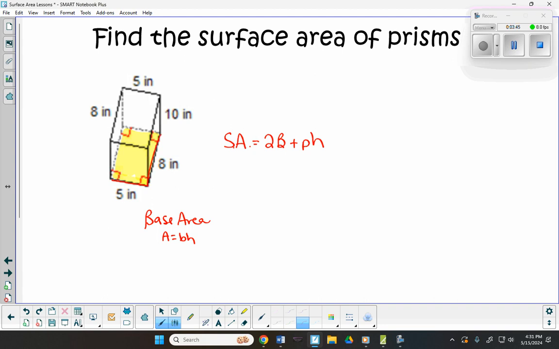So 5 times 8, which is 40. So the base area is 40. Then you have the perimeter of the base. Now, the base again is this yellow highlighted figure, so the opposite sides are 5, and these opposite sides are 8, so you add those together. That would give you 16 plus 5 plus 5, so that's 16 plus 10, which is 26.